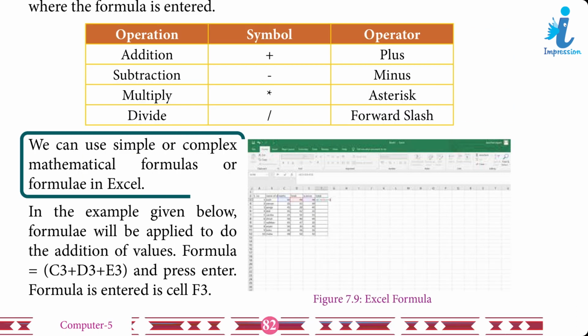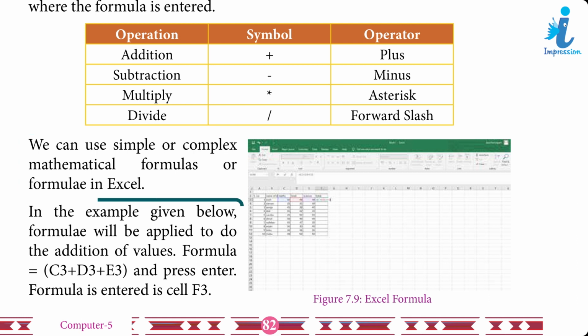We can use simple or complex mathematical formula in Excel. In the example given below, formula will be applied to do the addition of values. Formula is equal to C3 plus D3 plus E3 and press enter. Formula is entered in cell F3.